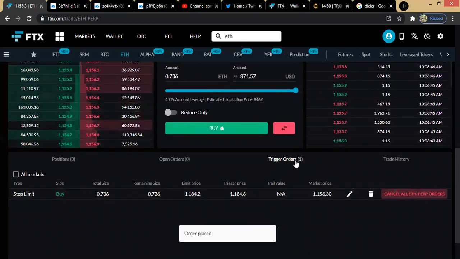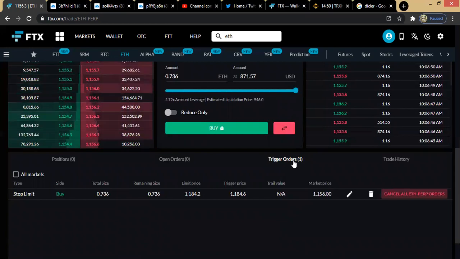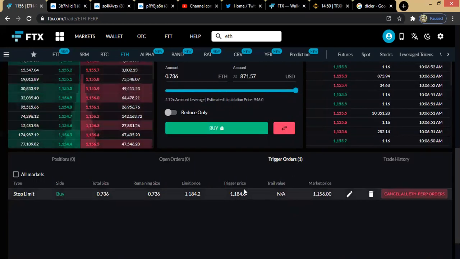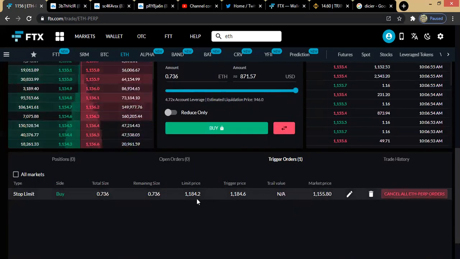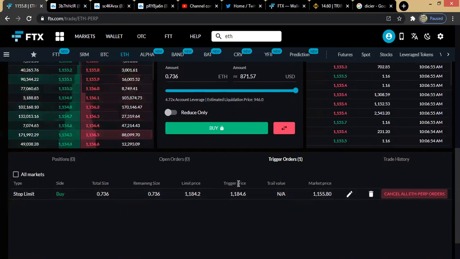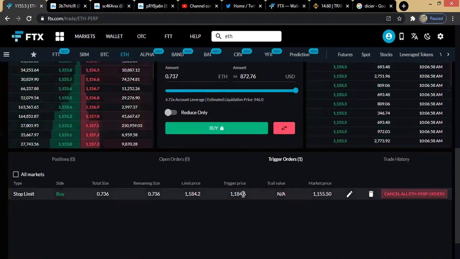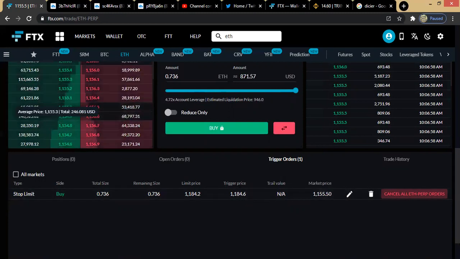Look at my trigger orders. Okay, I actually have a trigger order, which is this. So if price gets to 1184.2, my trigger price, okay, my price will be triggered. Okay, it will come to the order book, and when it eventually gets to 1184.6, then I will buy.